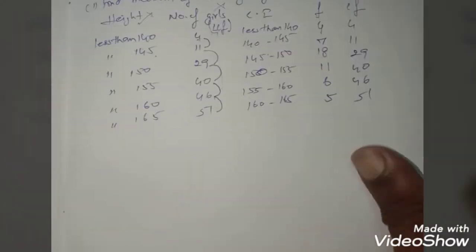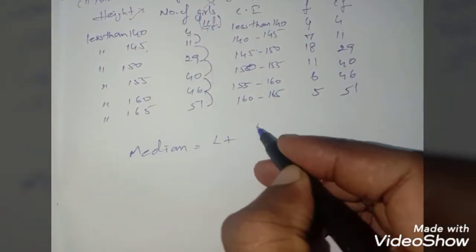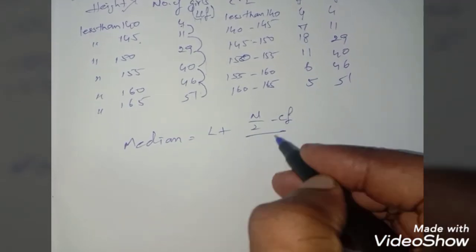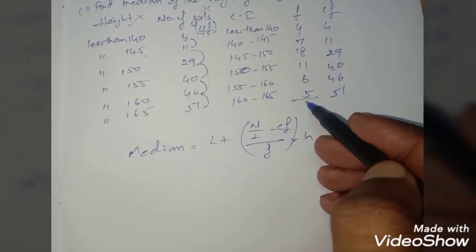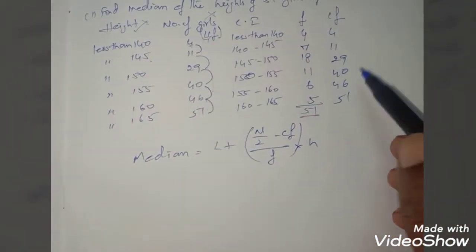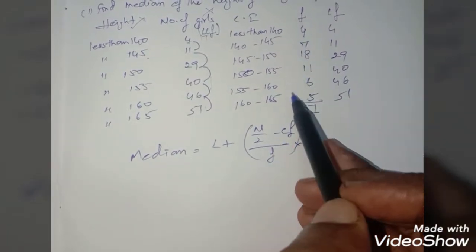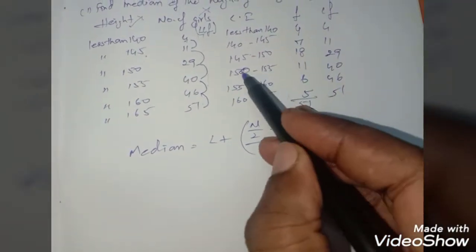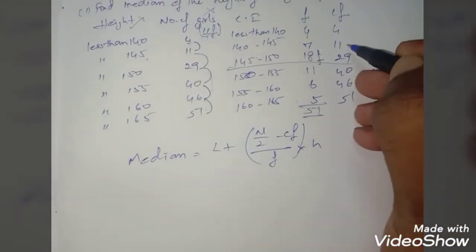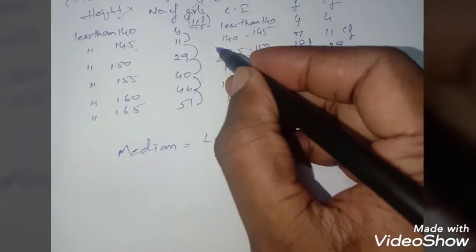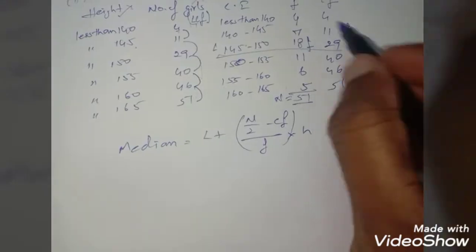Now as per your formula, median is equal to L plus (n by 2 minus CF) by f into h, right? Here the total frequency is given as 51 girls. Next you have to see which is the biggest frequency. 18 is the biggest, just underline it. So that 18 is my f, 11 is CF, 145 is L, and this is the value of n. So I got all the values here.